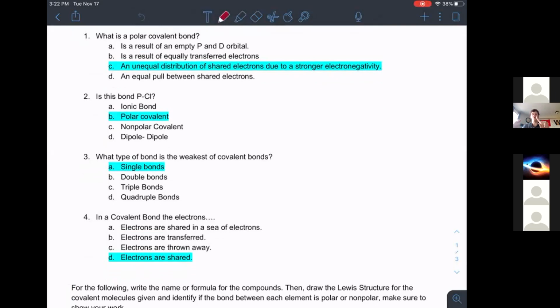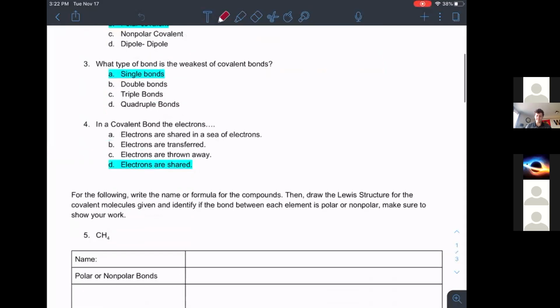That's because there's only one pair of electrons, or two electrons, being shared, so there's not much pull, so it's easily broken apart. If we add more electrons, two from each atom, it's going to be a little bit stronger. And if we add three from each atom, it's going to be even stronger because they're being pulled closer together. And then number four, in a covalent bond, the electrons are going to be shared. In ionic bonds, that's when the electrons get transferred.